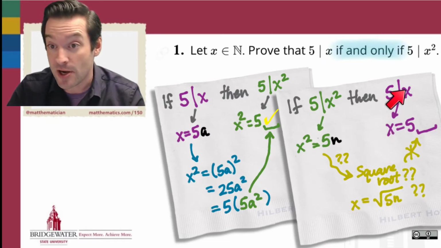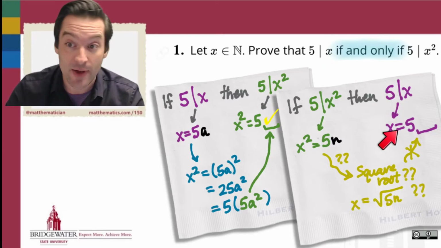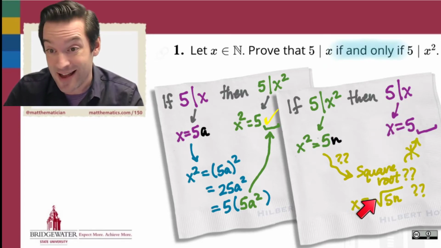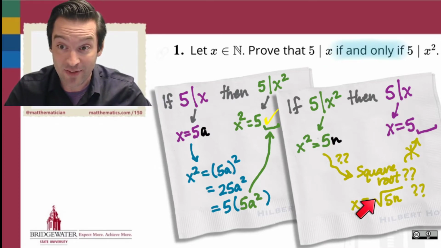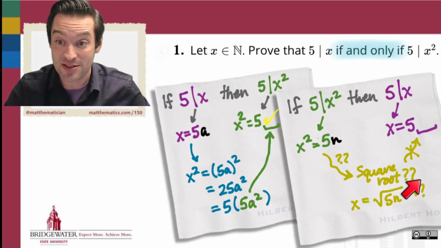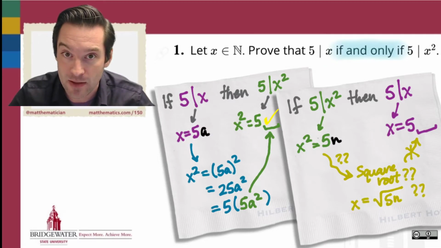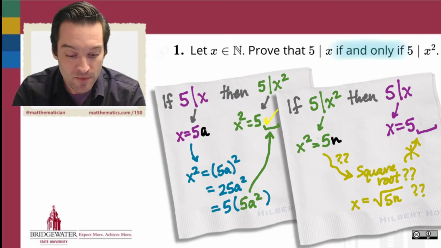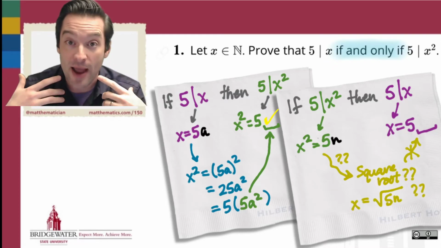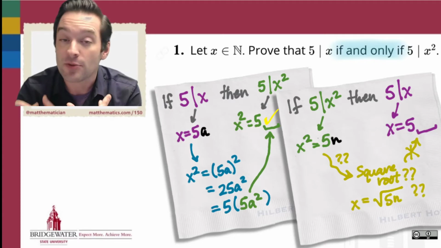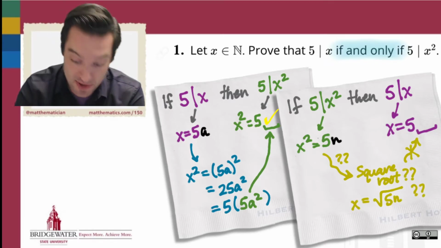Because ultimately, if we're trying to conclude that x is a multiple of 5, we need to show x is equal to 5 times an integer, and it's not clear to me from this expression why the square root of 5 times n should be 5 times an integer. I don't see any integers necessarily popping out of this right-hand side. So trying to do this directly feels to me like a dead end. And that tends to be, in my own practice, when I try flipping the script and try an indirect approach instead.